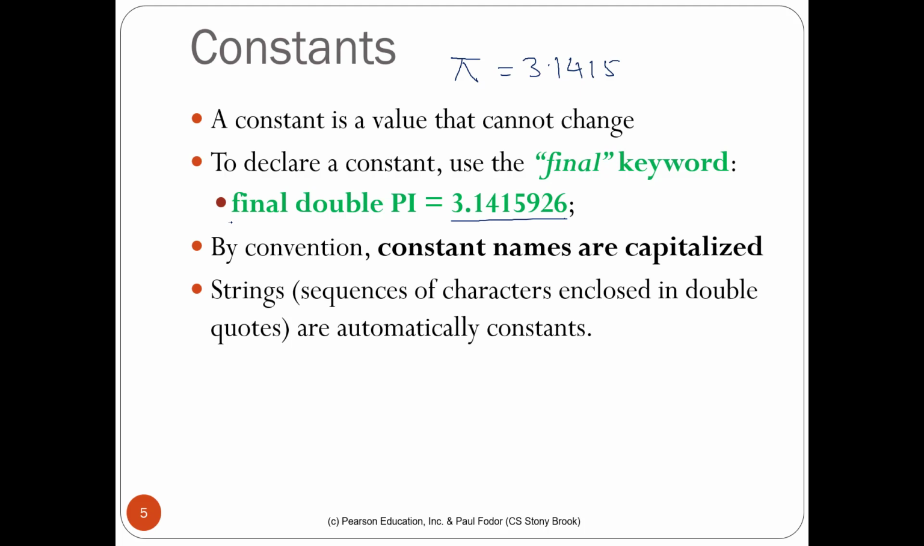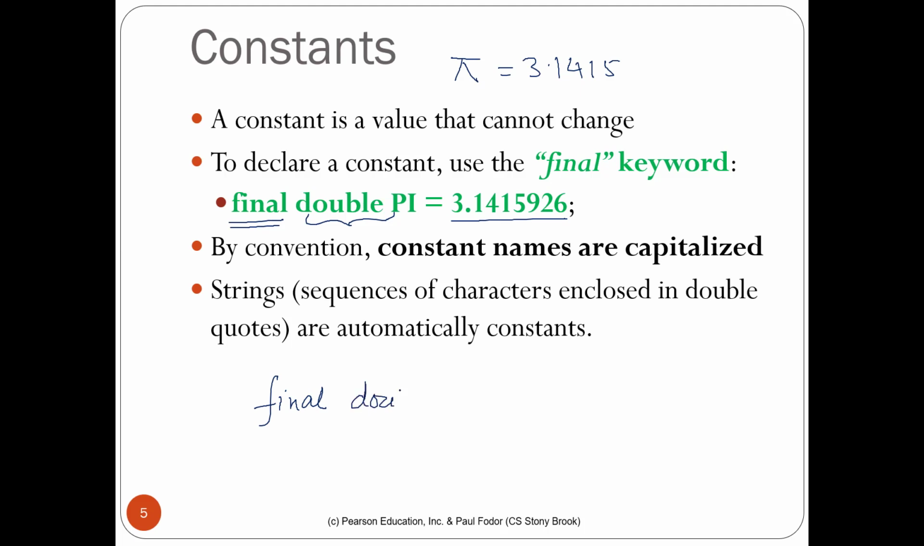We will use a keyword final just before the normal declaration. Okay, so if you had to declare and initialize pi with the value of pi, then usually you'll do it this way. You'll say double pi and some value you will assign to pi. Now when you put a final on the left hand side of the normal declaration, then it will make pi a constant. Alright, so this final keyword is very important.